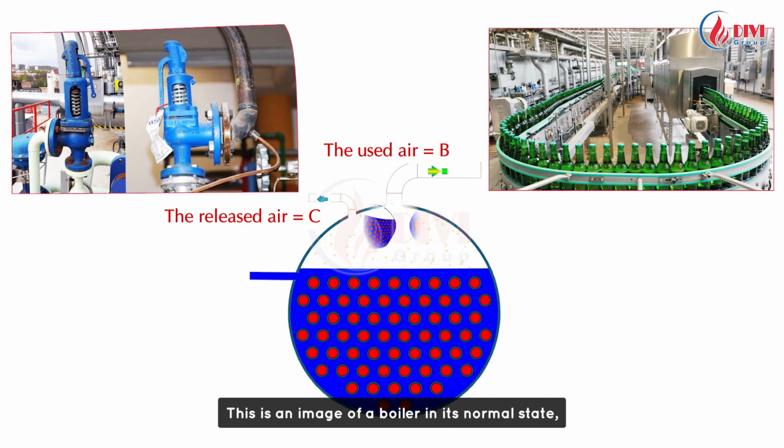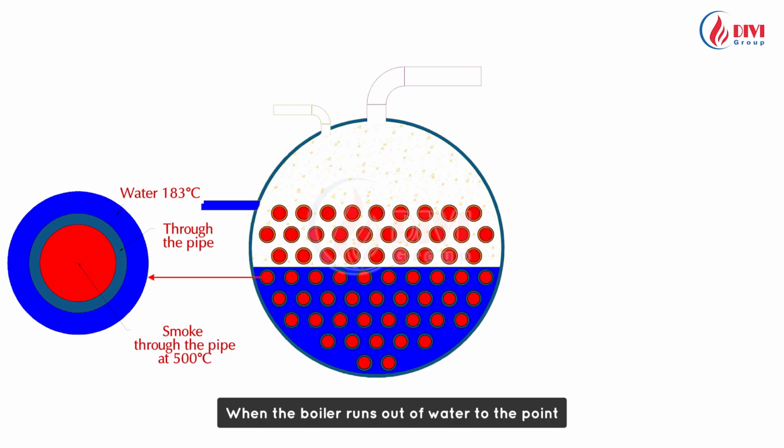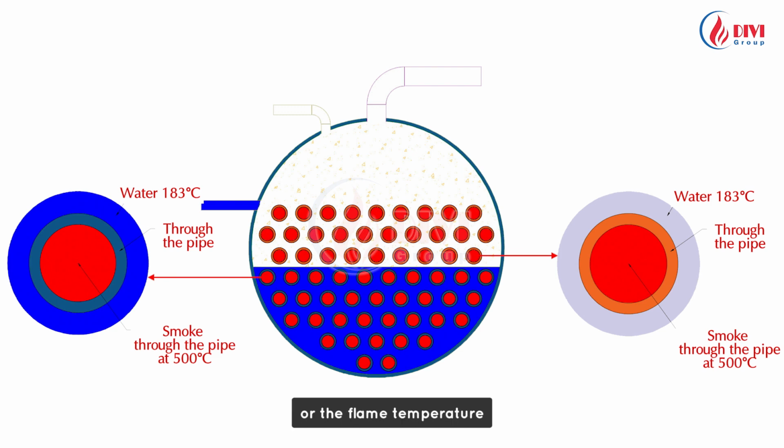This is an image of a boiler in its normal state, with the fire tube submerged in water, and smoke traveling inside the tubes. The tube walls are always cooled by water, so the temperature of the tube walls is usually close to or slightly higher than the water temperature, even though the smoke flow temperature is high. When the boiler runs out of water to the point where the steam-generating steel tubes are no longer submerged in water or the steam-generating surfaces are no longer cooled by water, the temperature of these surfaces will rise to nearly the smoke temperature or the flame temperature that these surfaces come into contact with.